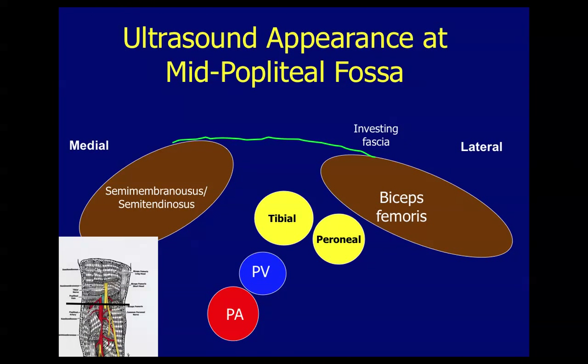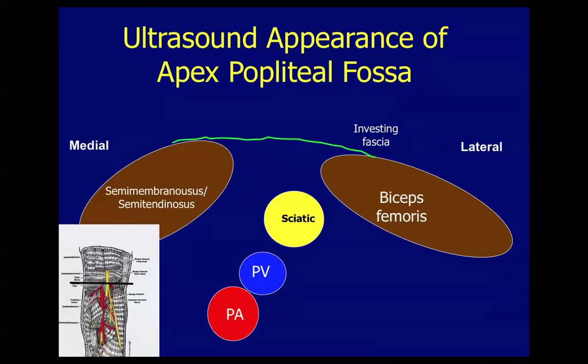You'll notice as we move up to the mid-popliteal fossa that we now see the popliteal vein superficial and lateral to the artery, and we see the tibial and peroneal nerves in close proximity to one another and superficial and lateral to the vessels. And as we move up still more proximal to the apex of the popliteal space, we see now a confluence of the tibial and peroneal nerves to form the sciatic nerve, and the relationship between the artery, vein, and nerve is maintained. That is, the popliteal artery is deep and medial, the popliteal vein superficial and lateral to the artery, and superficial and lateral to both of these vessels is the sciatic nerve.